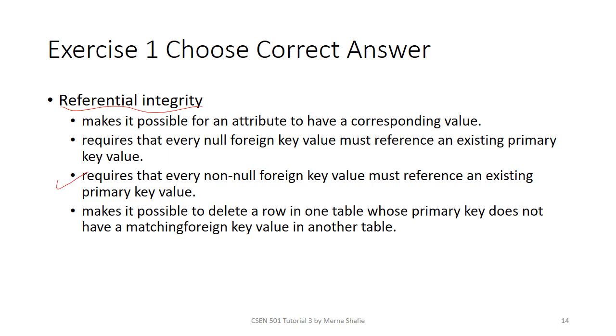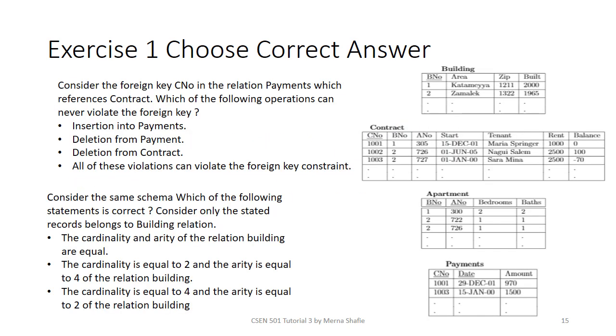Clearly, it is this option, which requires that every non-null foreign key value, so whenever I have a foreign key value, must reference an existing primary key value. I cannot reference something that is not there. So this is the correct answer. The next one: consider the foreign key CNO in the payments relation.